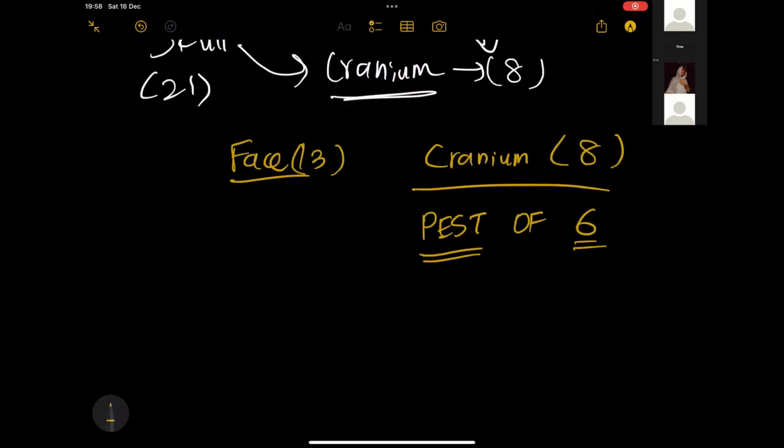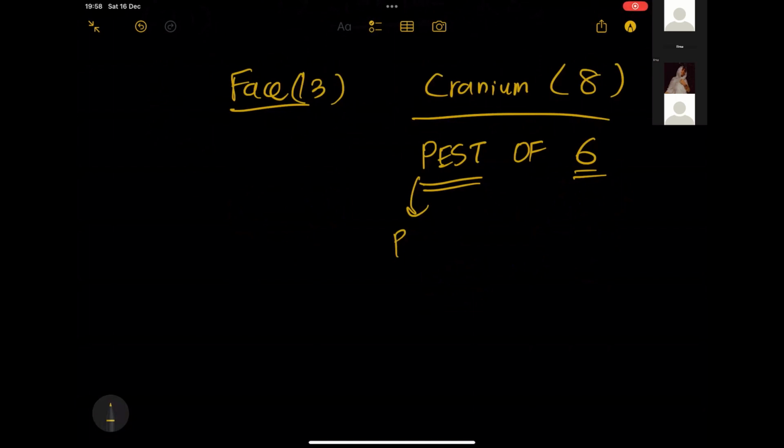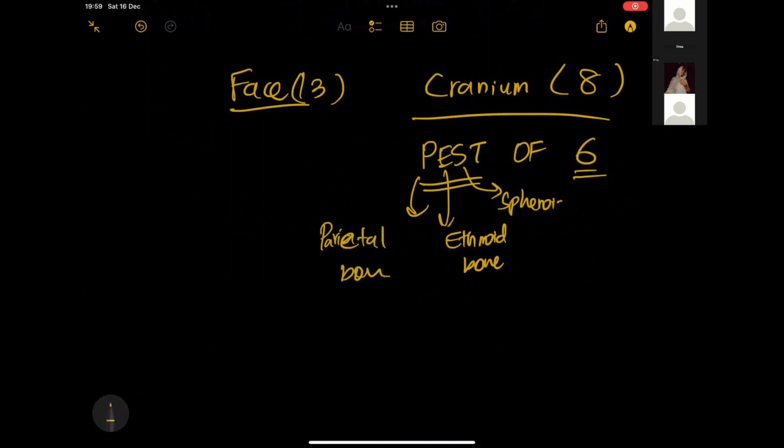Okay. So what is this P? So now you know, no? P means what is this bone? E, ethmoid bone. P is parietal bone. Ethmoid bone. S, sphenoid bone, and T, temporal bone. O is occipital. And then finally F, frontal bone. So you can see all these 6 types of bones, but then totally there are 8 now.